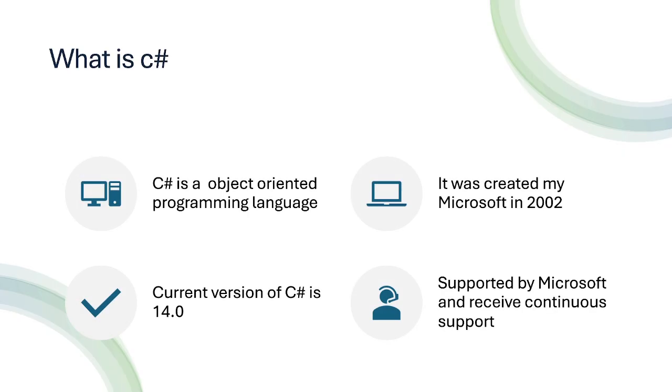C sharp is an object oriented programming language. It was created by Microsoft in 2002. The current version of C sharp is 14.0, and it is supported by Microsoft and receives continuous support.